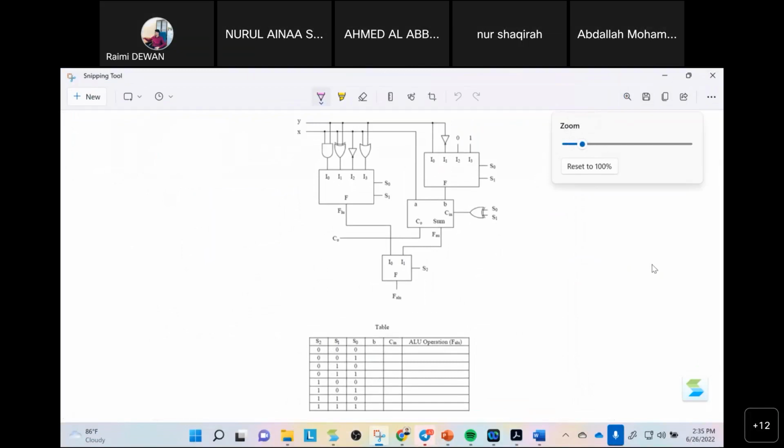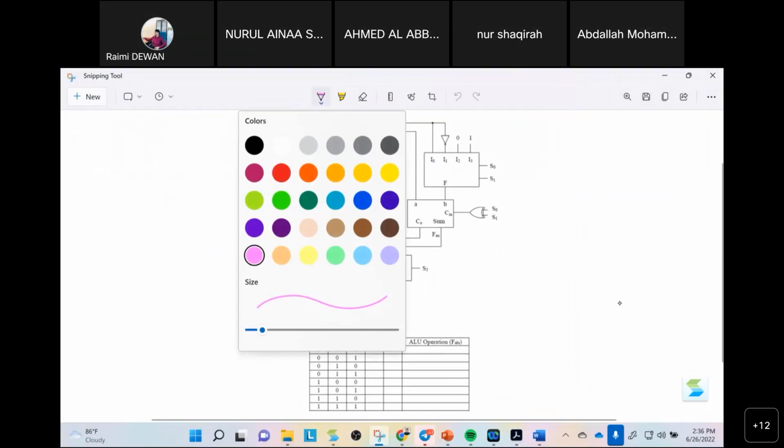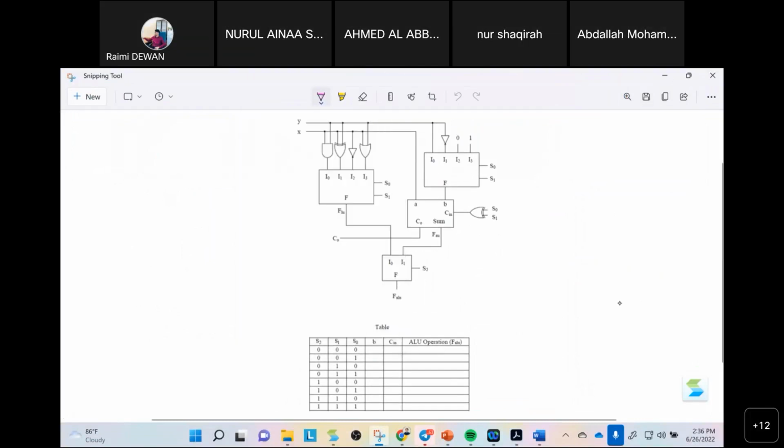So if you notice, before you answer this question, I hope you already know how OR operates, how NOT operates, how XOR operates, how NAND operates. Of course, if you don't know these operations, you cannot answer correctly.